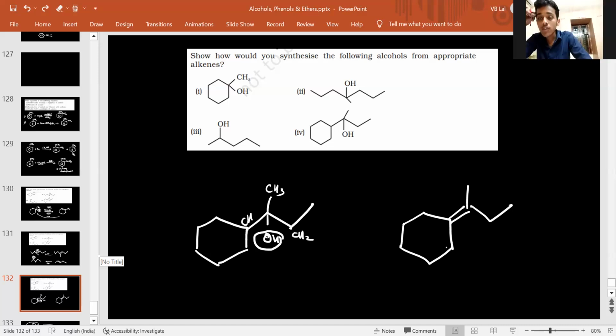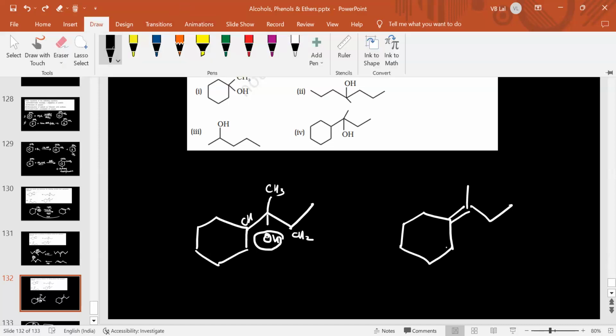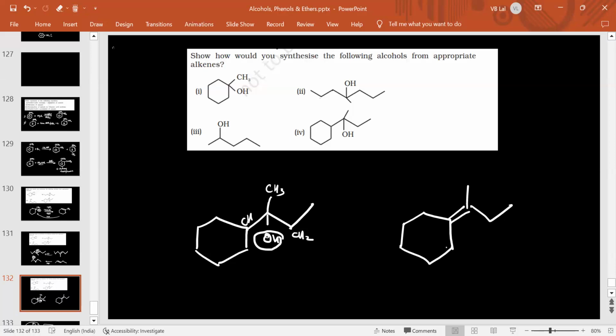Yes, tell me. For the second one and third one, it is 4-methyl-heptene and pentene, miss. Which one? Second and third. Second one, second. So it is second one is 1, 2, 3, 4, 1, 2, 3, 4. Yeah, 4-methyl.